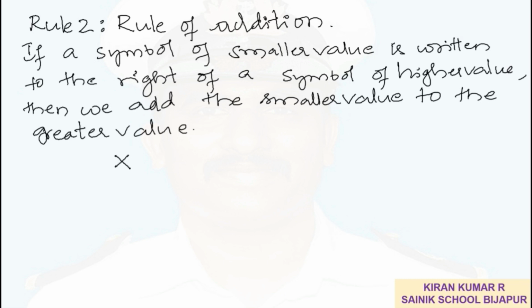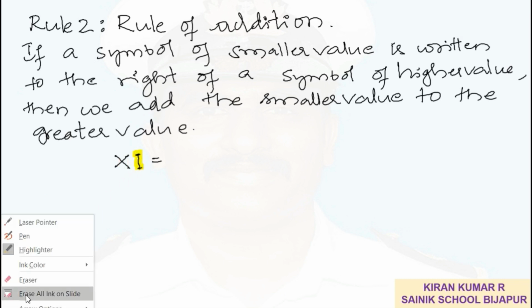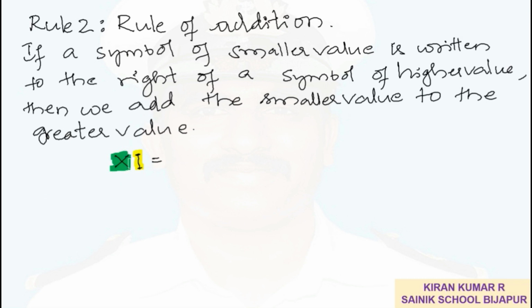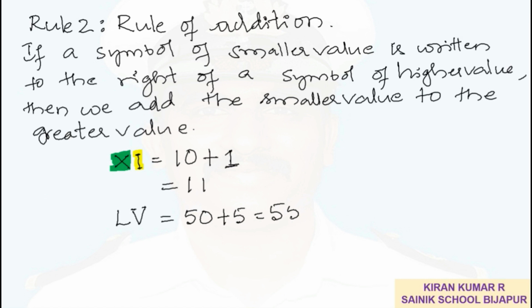For example, if I have a symbol X along with another symbol I, the smaller value I is written with a higher value towards its right, then we add that particular value to the higher value. So 1 is added to the 10 and it becomes 11. Same way, if you have LV, L is 50 plus V is 5. This is how we represent 55.